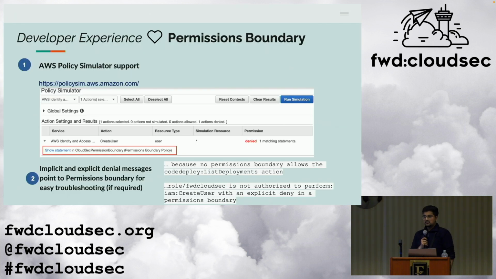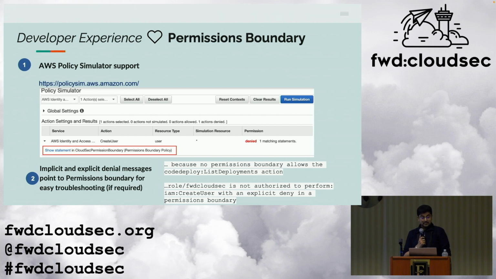Now, this is probably the last slide of this presentation. It's the developer experience. As I mentioned, it's a self-service model. Developers are deploying their IAM roles. They have the permission boundary enforced. So how does this go with permission boundaries? The first thing is we have the AWS native policy simulator support. So in case they are running a simulation, they can clearly see that this action is denied by the permission boundary. So it's not a gray area where people don't know what's happening behind the scenes.